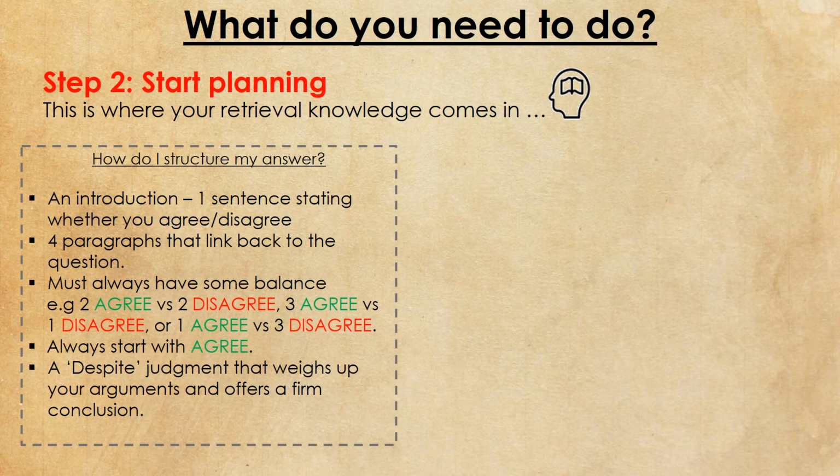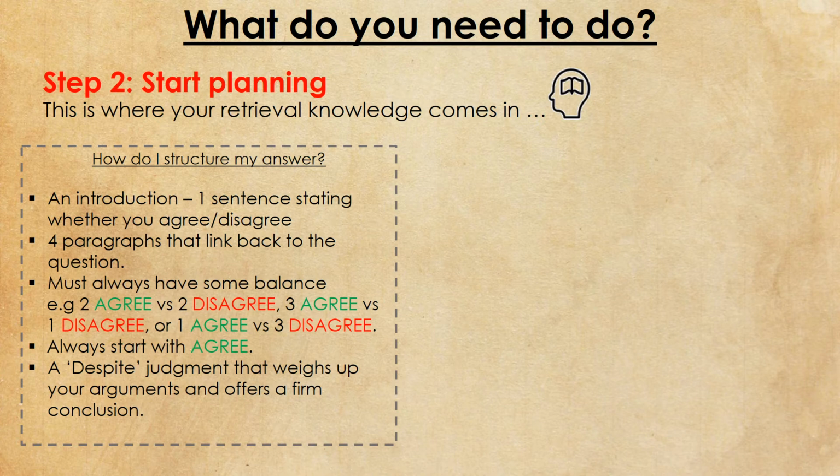So we call it a despite judgment in class, where you start off with saying, despite the fact that some people might agree because of this, this, and this, overall it is clear that the evidence is pointing actually towards this side. So you need to have that firm conclusion. Now, the despite judgment is only going to be the cherry on top of your answer. It can get you the 18th mark out of 18.